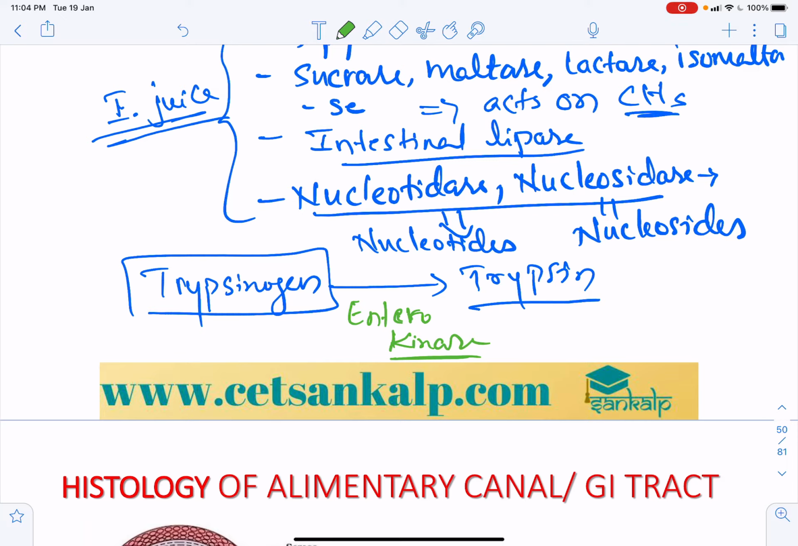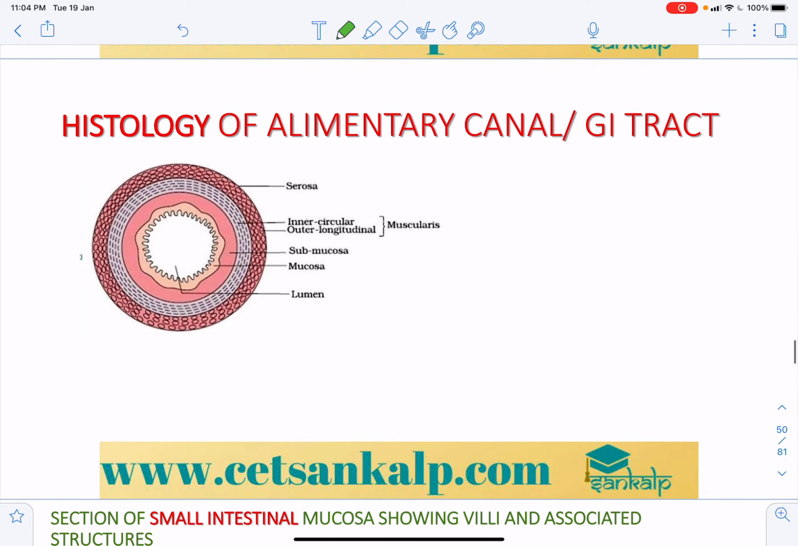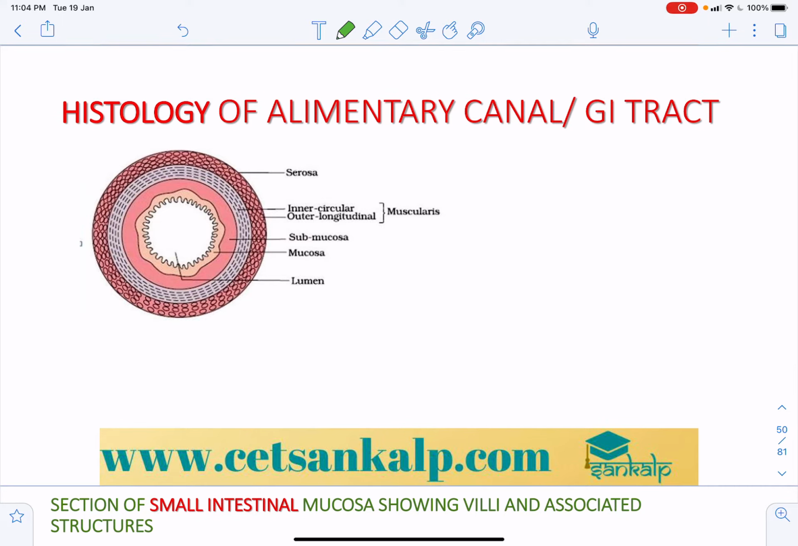The next concept is histology of the alimentary canal. These are all the glands which play a major role in the secretion of digestive enzymes, which helps in digestion. If you observe, throughout the alimentary canal the wall has four basic layers. There may be slight structural variation, but these four basic wall layers are common.